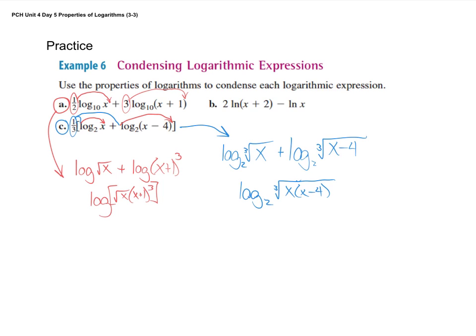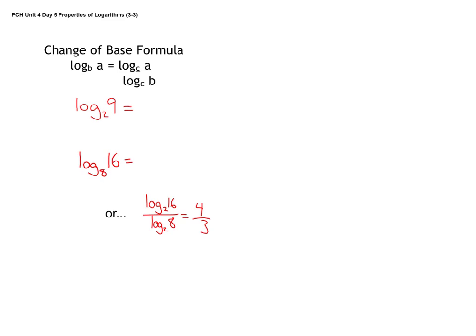Alright, so we've answered our first two questions. The last question I want to answer here is, how do we deal with bases that are not something our calculator can do? This is where we have the change of base formula. I want to start with an example. Let's say I have b to the x equals a. How would I solve this equation for x?